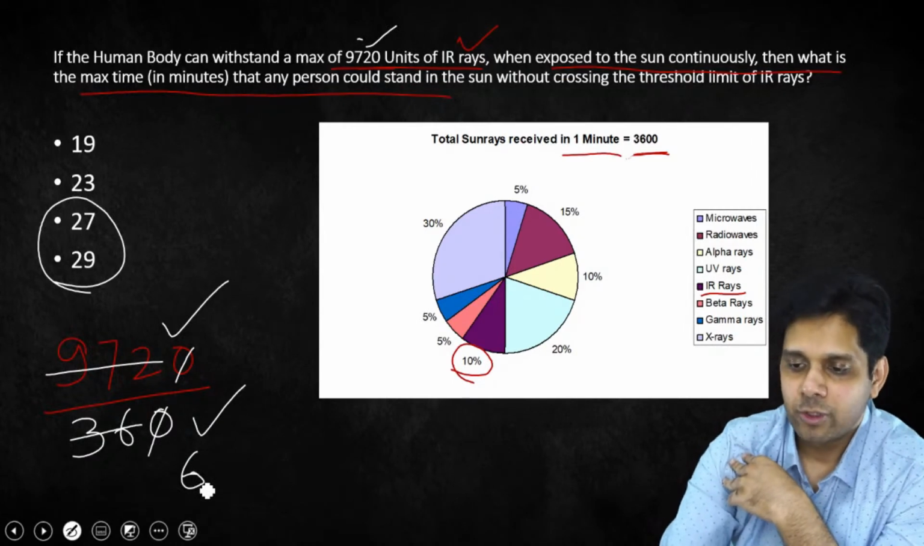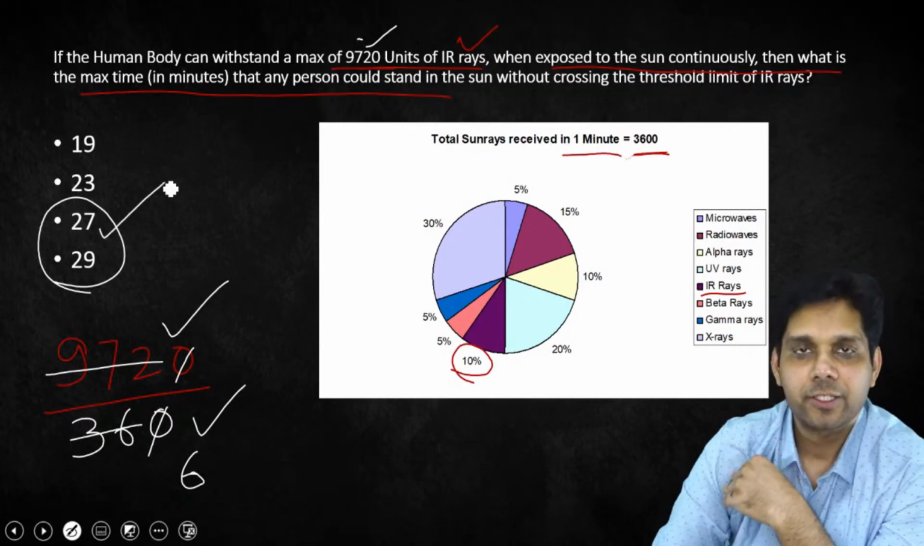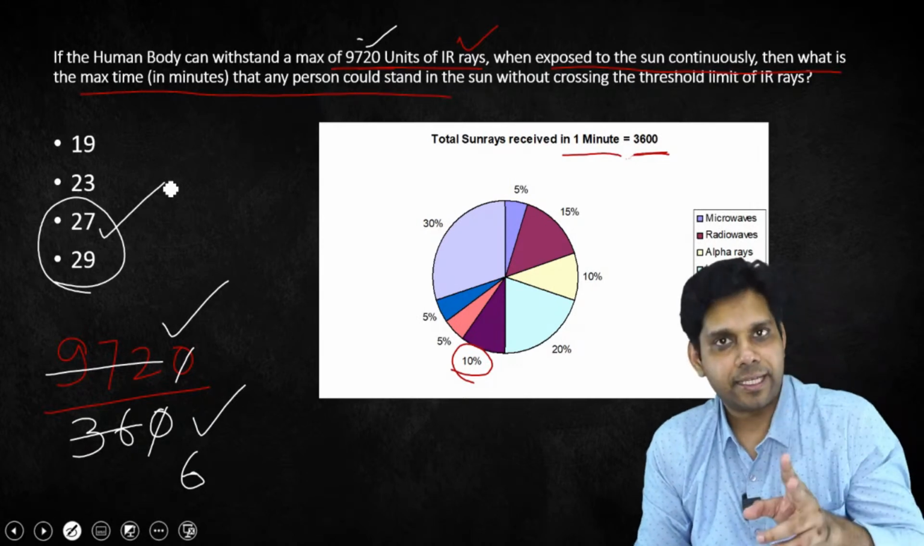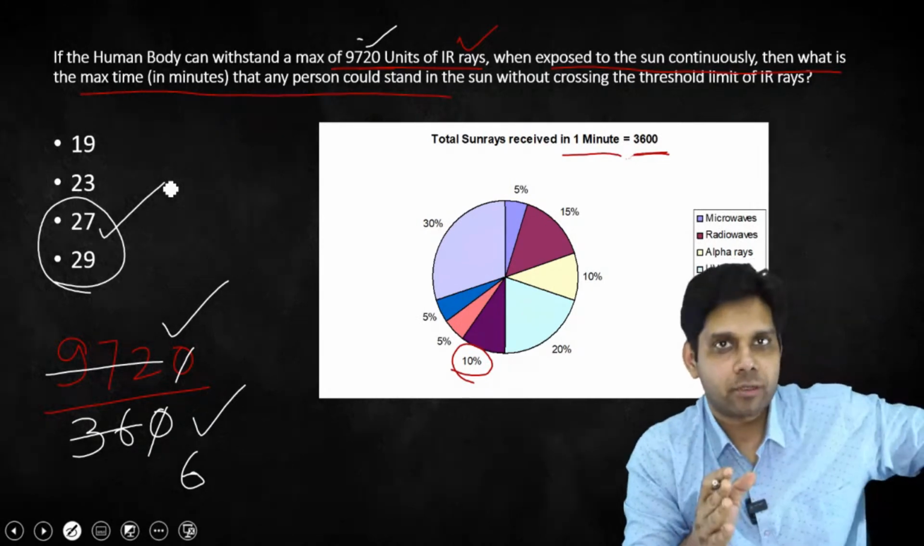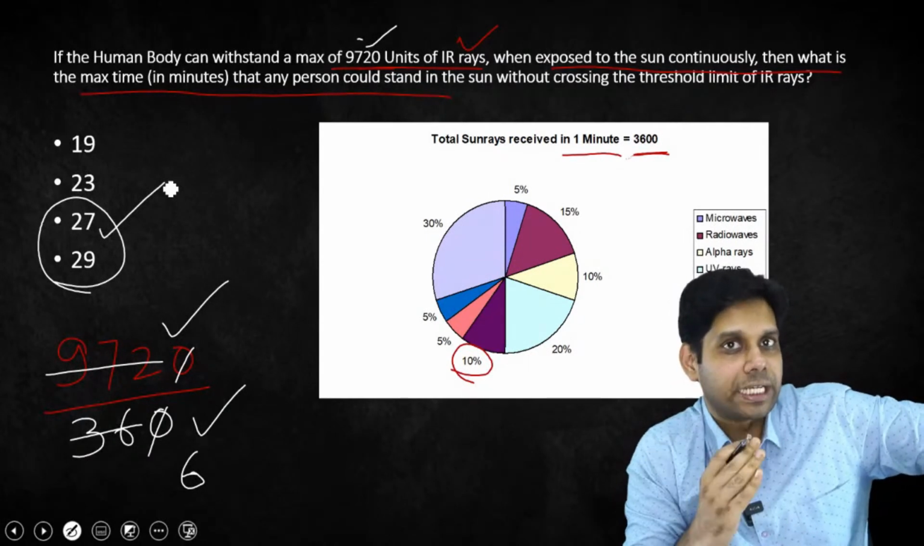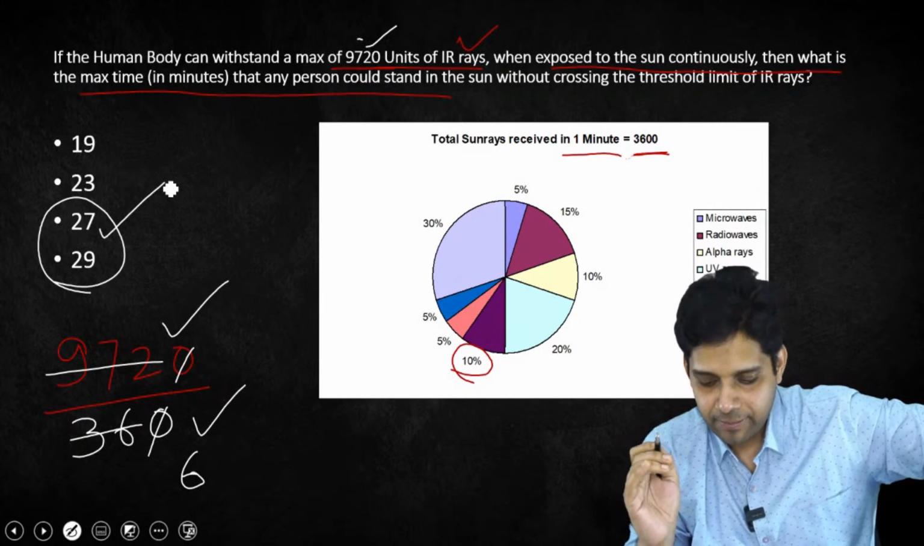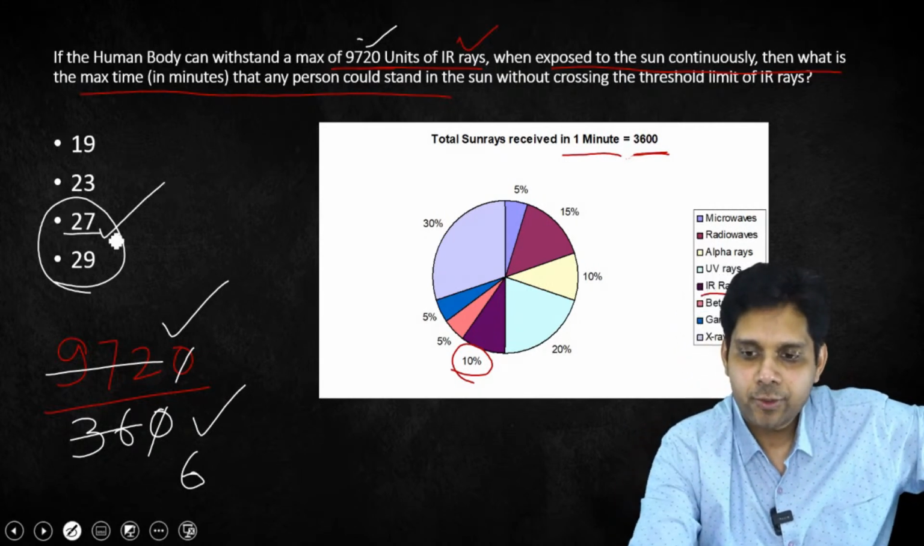And straight away, when you do this, you will find the answer is 27. And that is the reason, guys, you need to know the multiplication tables. That is the reason you need to know the divisibility part, which was the last part we discussed last time. So the answer is 27.